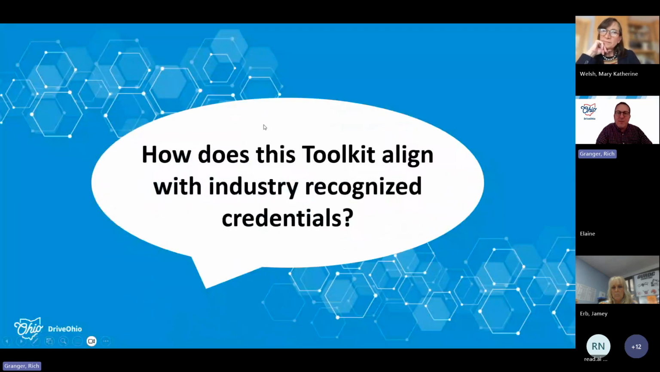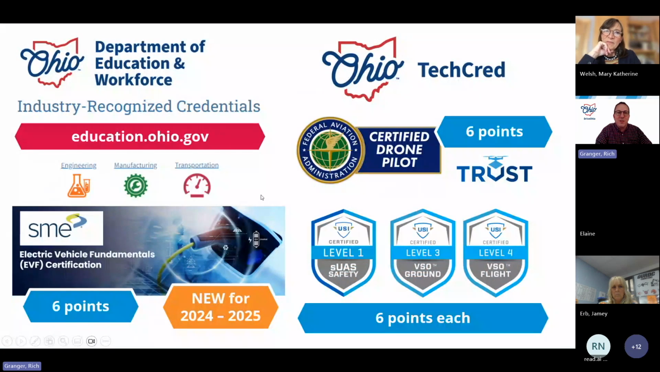And diving just a little further into the subject, it's been mentioned at least once already, industry recognized credentials. How does this toolkit align with those industry recognized credentials? Here are some examples. As Mary mentioned, the certified drone pilot, 6 points already on the list. For those students that are younger, they can check out the TRUST. I'll call it a credential, I suppose. It's not a full-blown industry recognized credential, but it is training that you can take as young as, I think, 13 is what I've heard. 13. Yep.